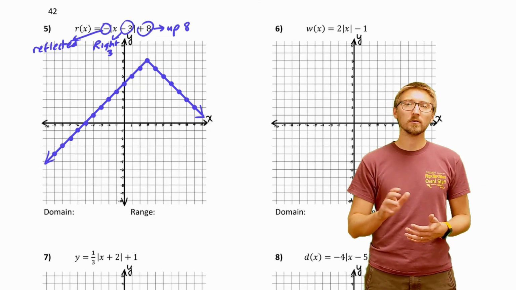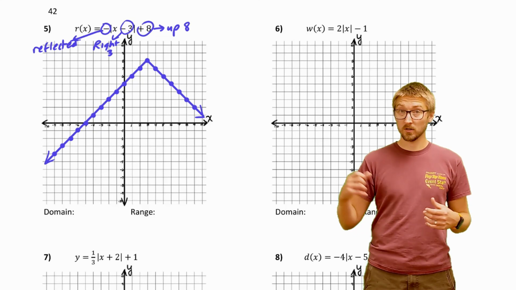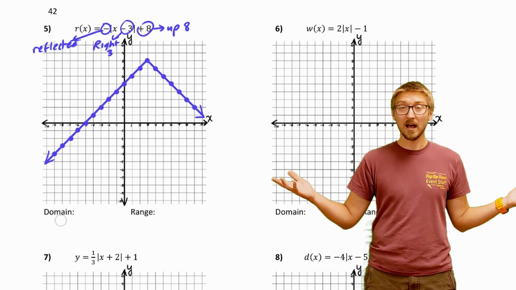So what is our domain and our range? Well, the x values, where it goes left and right, this graph never stops.